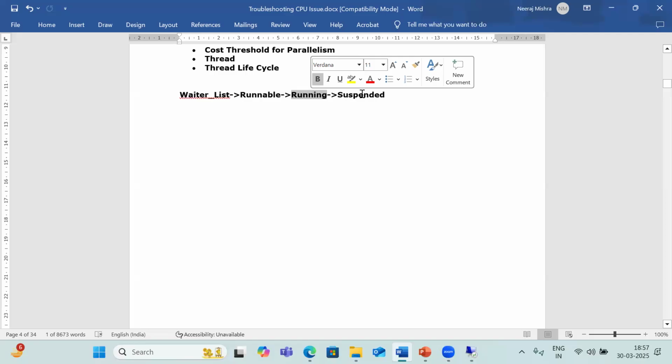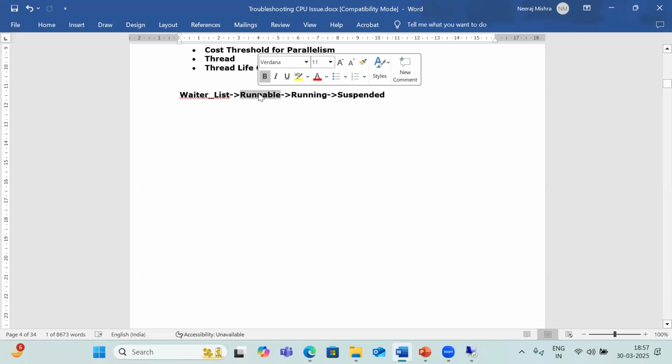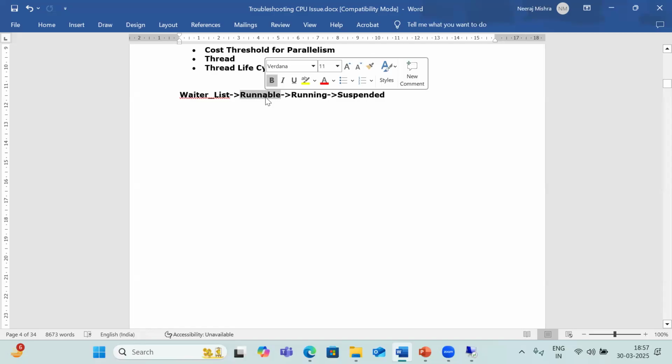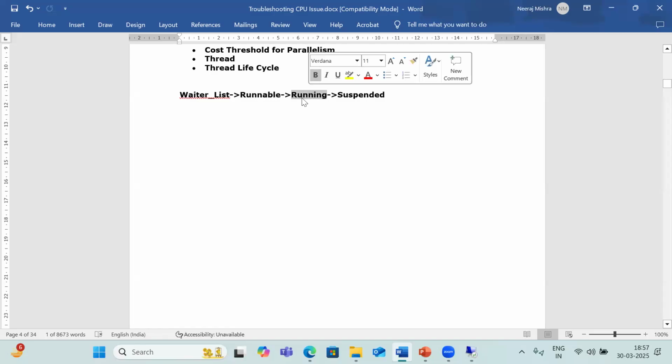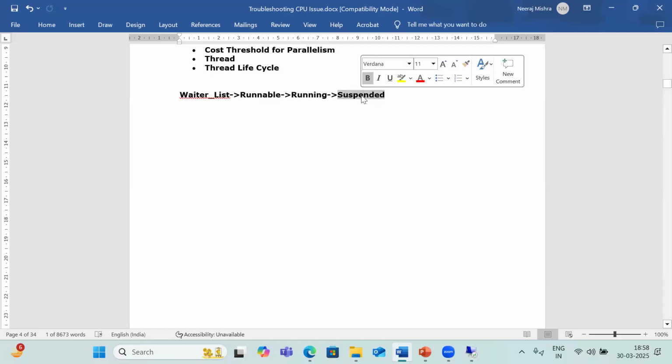So if the resource is available, what will happen? That query thread will execute for 4 milliseconds of time, and again it will go back to the runnable queue where it will wait for its next allocation of 4 milliseconds. Again it will be allocated, again it will run, again it will go back, until that query thread execution is complete. But what happens when the resource is not available, right?